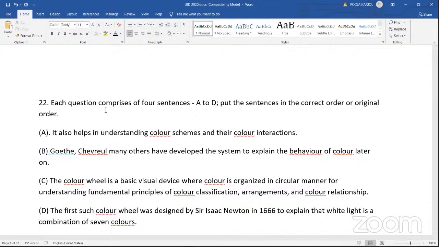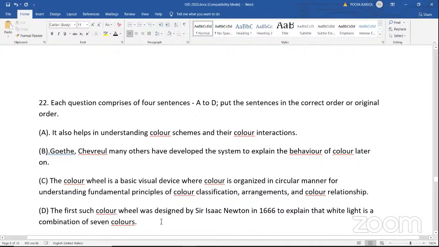Whenever something is being explained in a paragraph, the first thing you see is the definition of the object. If they are explaining a bottle, first they tell you what a bottle is. Then maybe its origin, uses, how it came to be. First, always will be the definition. So C: the color wheel is a basic visual device where color is organized in a circular manner for understanding fundamental principles of color classification, arrangement, and color relationship. So C is the first one.